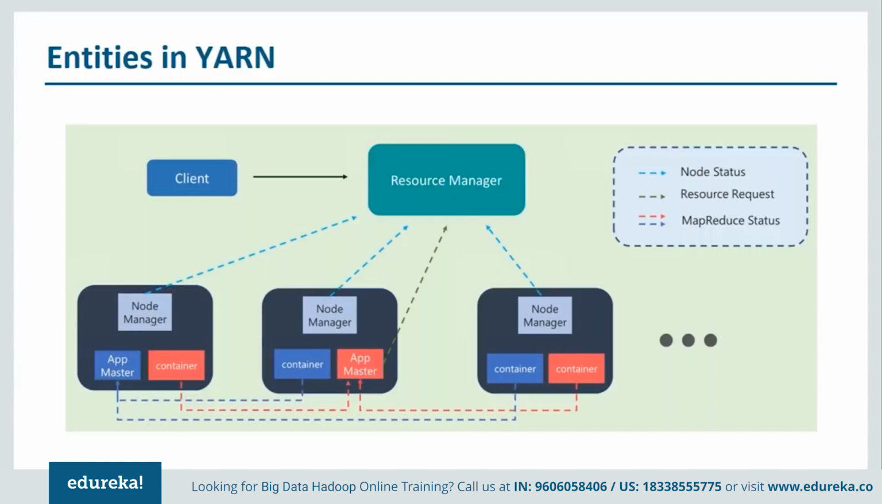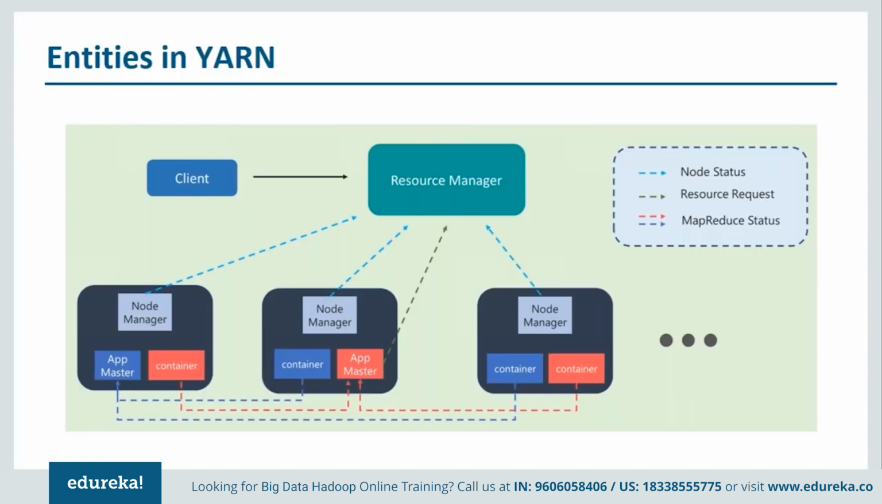So, the resource manager is the ultimate authority that arbitrates division of resources among all the applications in the system. The per-application master is a framework-specific entity and is tasked with negotiating for resources from the resource manager and working with the node manager to execute and monitor the component tasks.